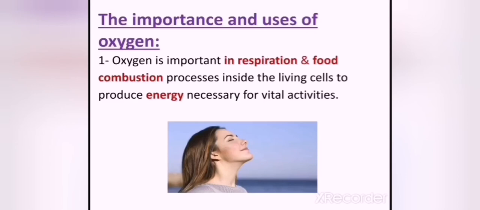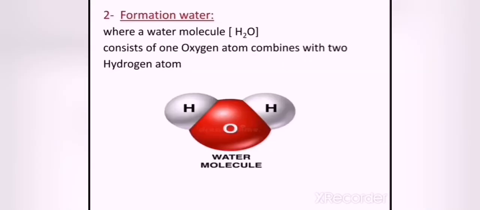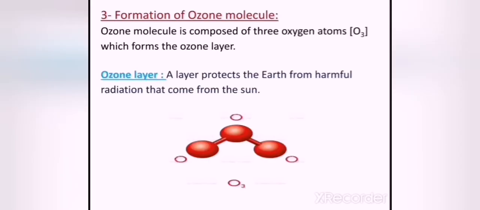Number 1, the oxygen is important in respiration, important in the food combustion process inside the living cells. Number 2, oxygen is used to form the water molecule, and the water molecule consists of 1 oxygen atom and 2 hydrogen atoms. Number 3, it forms the ozone molecule, because the ozone molecule consists of 3 oxygen atoms to produce the ozone layer. And the ozone layer is the layer that protects the Earth from the harmful radiations.